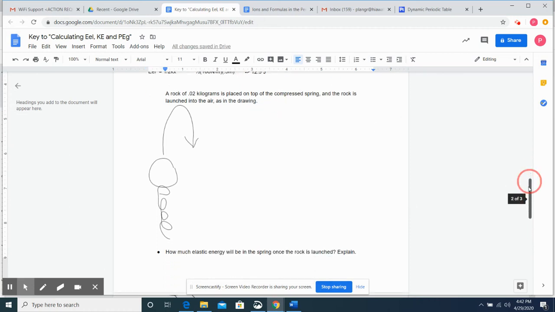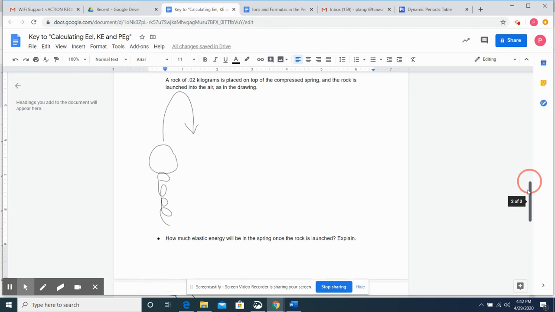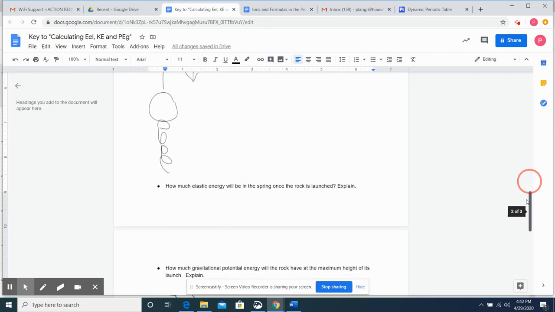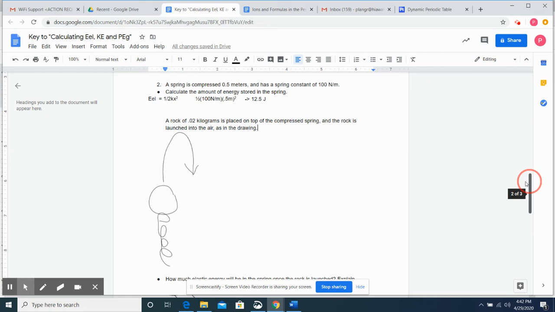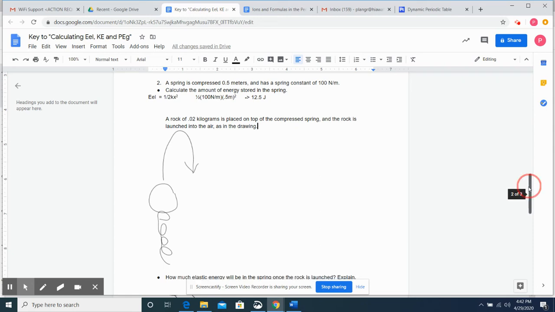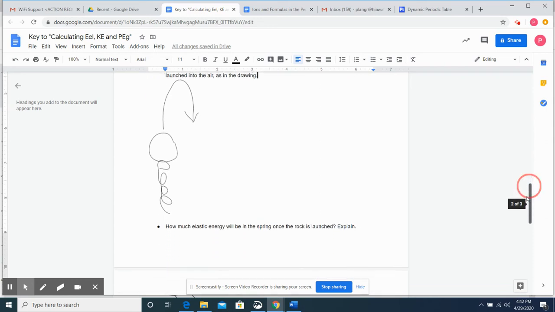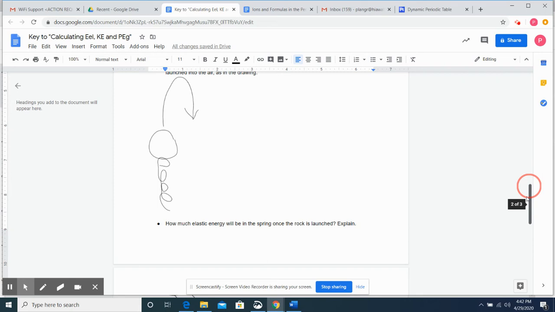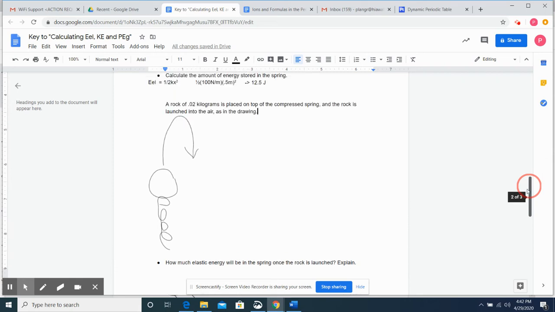Now it says a rock of 0.02 kilograms is placed on top of the compressed spring and the rock is launched into the air. How much elastic energy will be in the spring once the rock is launched? Well, this is really just a thought question. The spring was compressed, but now it's just going back to normal as it pushes that rock away into the air. Once the spring is back to normal and just sitting there, there's no compression. It's not storing any energy. So the spring now has 0 joules of energy in it.